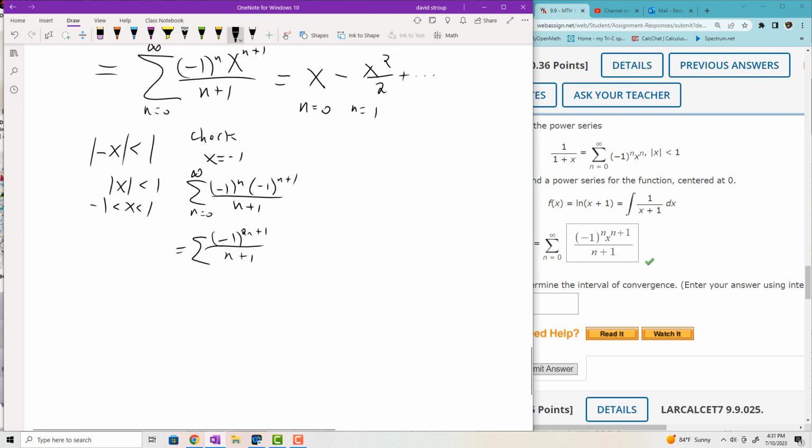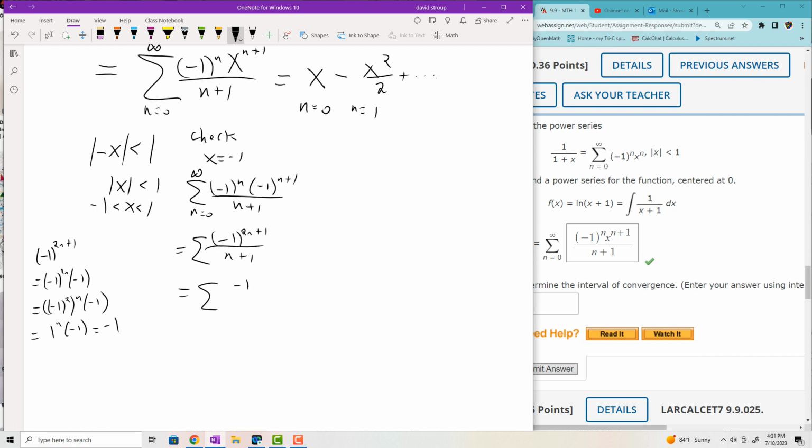Negative 1 to the 2n plus 1. So let's do this out. Plus 1 and negative 1 to the 2n times negative 1. This is negative 1 squared to the n times negative 1. This is 1 to the n times negative 1. 1 to any power is just 1. So that will be negative 1.